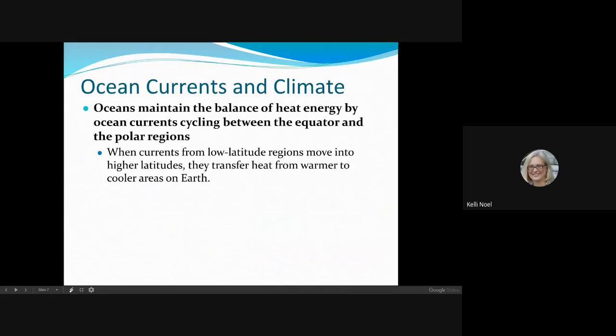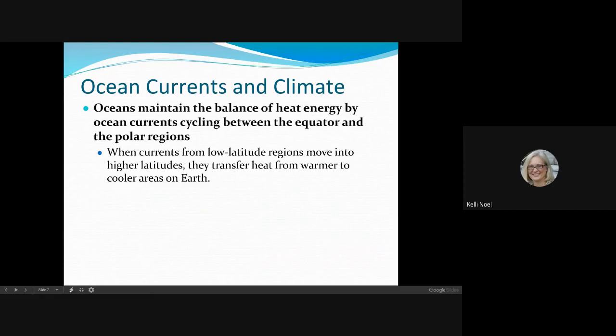These currents are going to keep a balance of energy. They're going to keep cycling ocean water from the equator to the polar regions. At the polar regions, the water is cold and it's sinking and moving down toward the equator. At the equator, it heats up, it rises, and it moves up to the poles.